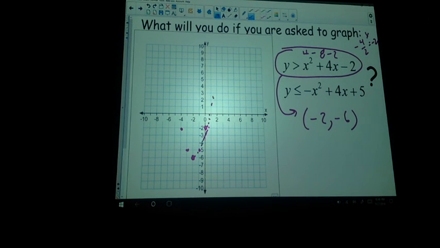Dotted, right? Okay. All right. Then the other one we'll do in green. Yay, it worked the first time.